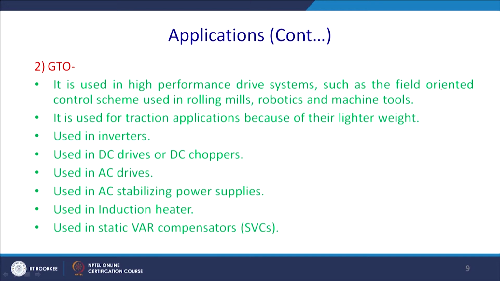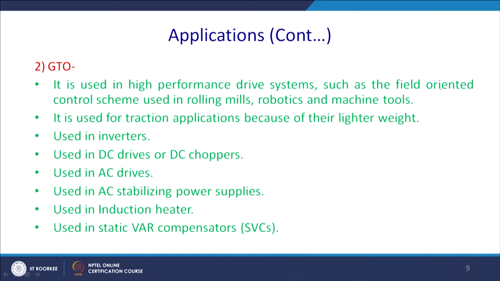Now comes the GTO. It is used in high performance drive systems such as a field oriented control scheme, that is vector control, for high power motor drives, robotics, and machine tools. It is used for traction applications because of the lighter weight, and it is used in high power inverters where GTOs cannot feed the power.